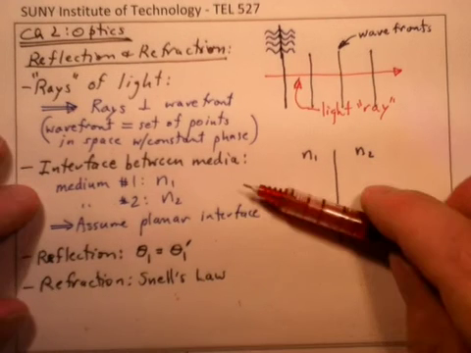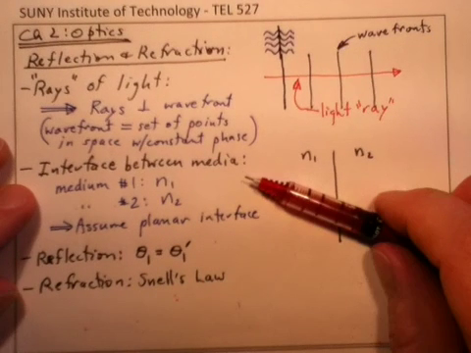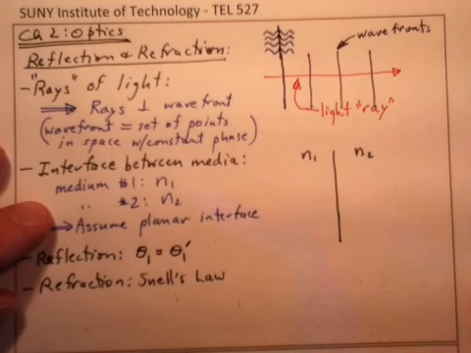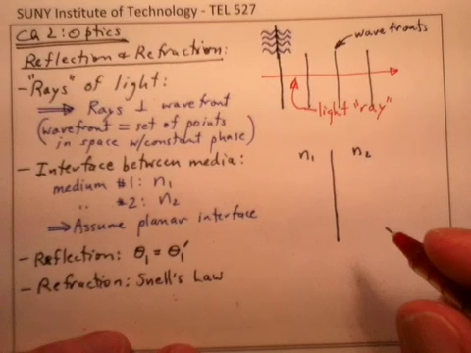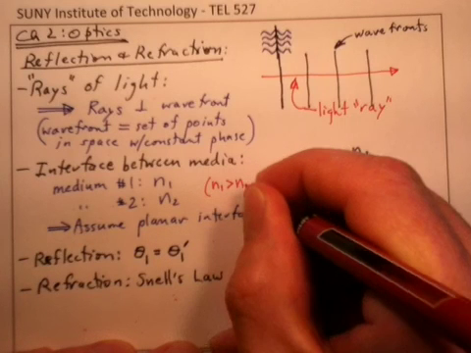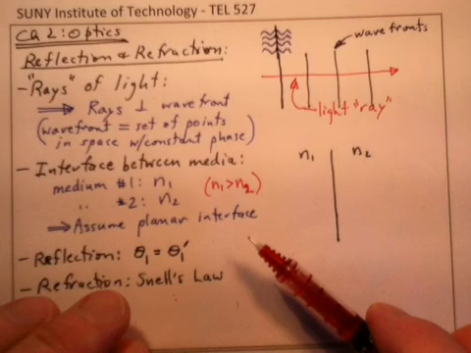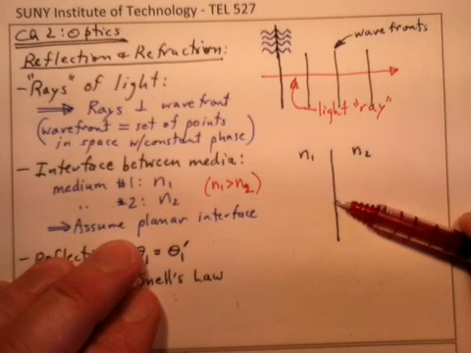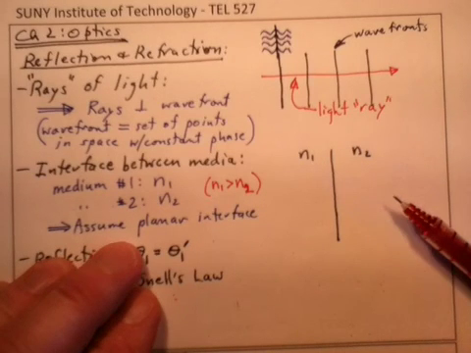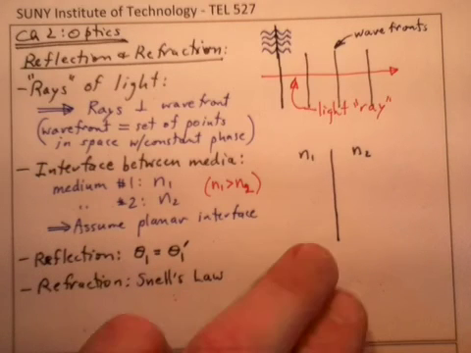Well, the interesting thing is when we have the interface between two media with different refractive indices, N1 and N2. And we will take, in our case, N1 is greater than N2 here for our purposes. And so we're going to assume a planar interface between two media of refractive indices N1 and N2, and we're going to ask ourselves what happens when a ray hits that interface.